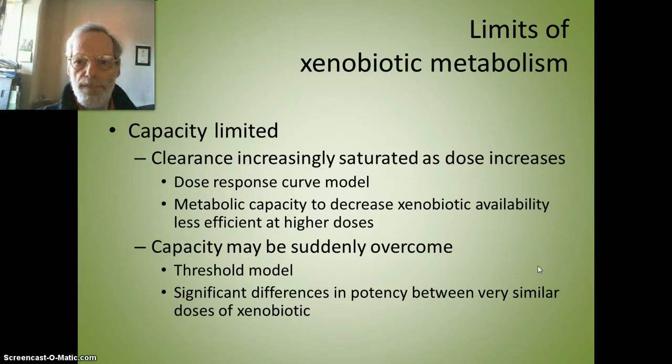There can be a limited capacity for metabolism of these xenobiotics. Clearance mechanisms are increasingly saturated as remedy dose increases, so that the capacity to decrease xenobiotic availability is less efficient at higher doses. The capacity for clearance may suddenly be overcome if the dose reaches a threshold level. That means there can be significant differences in potencies between very similar doses of a xenobiotic, be it a drug or a herbal remedy.